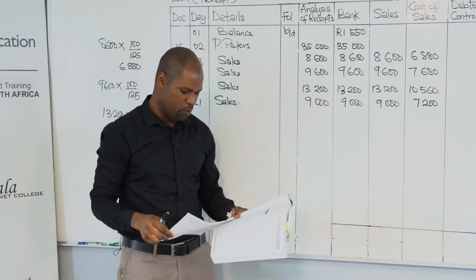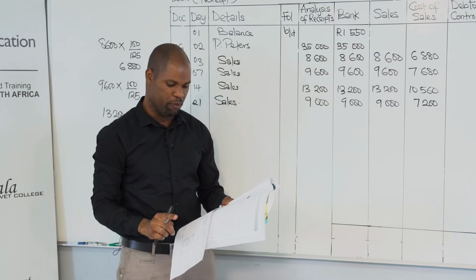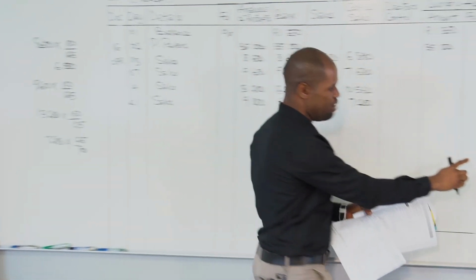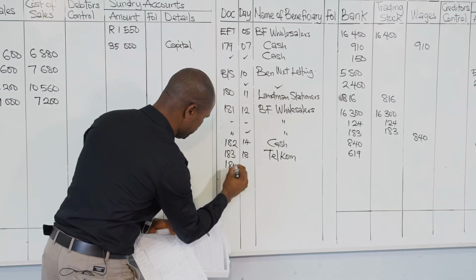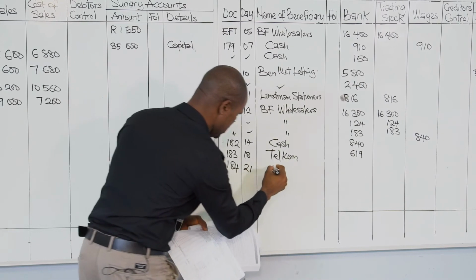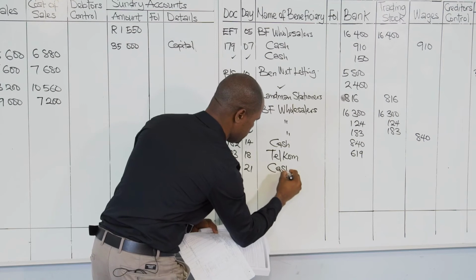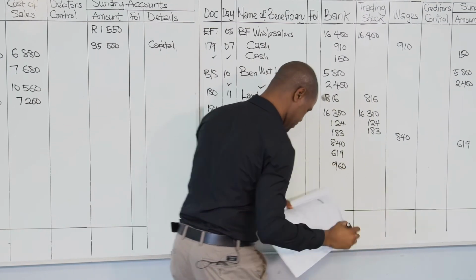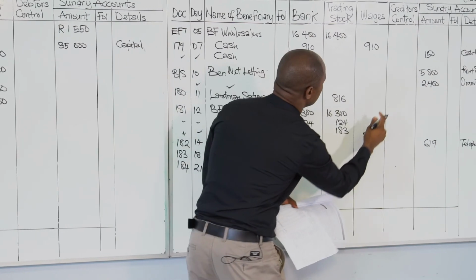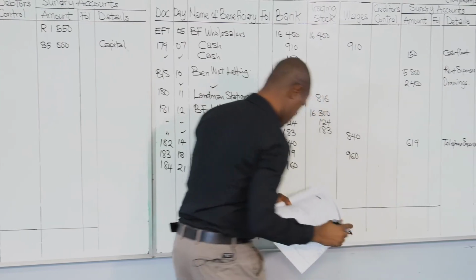And on the same day, we have a check that was issued, check 184, for payment of wages. So I'll have to put that under the payment side. Check 184 on the 21st, and it is for payment of wages. So I write cash. The amount is 960. The amount goes into wages, 960.